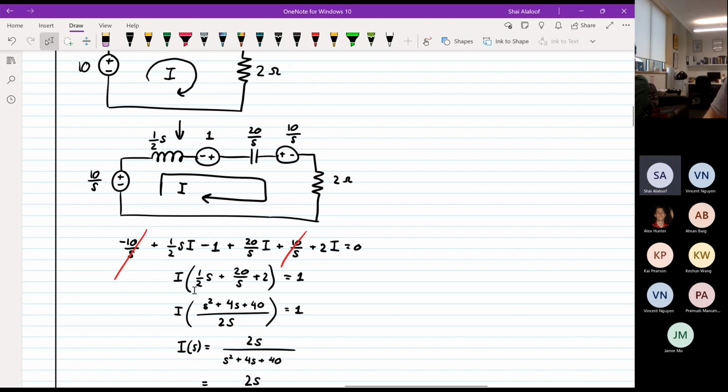If you group your like terms and separate the 1 to the other side, you get I times (half S plus 20 on S plus 2) equals 1. If you do some rearranging, you eventually get the fraction at the bottom of the page. Most of these will involve you doing some sort of partial fractions, or you can just go straight to the Laplace transform table.